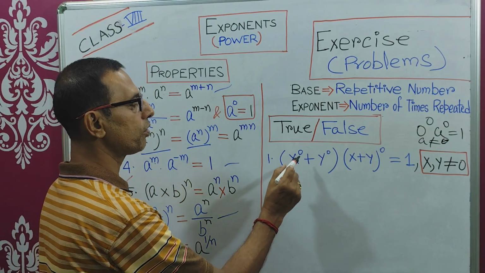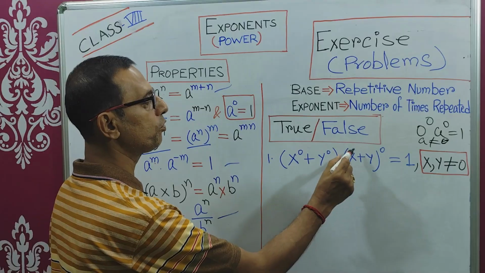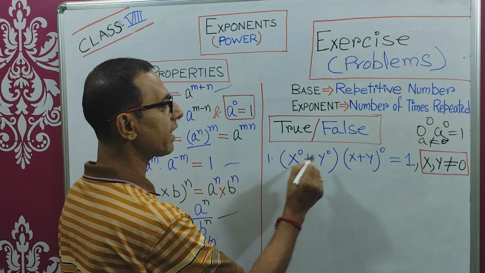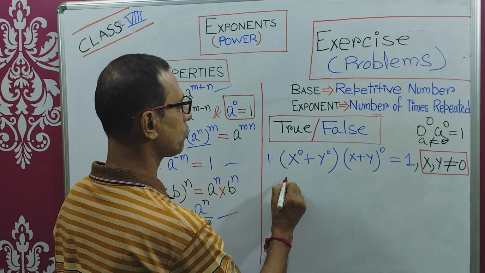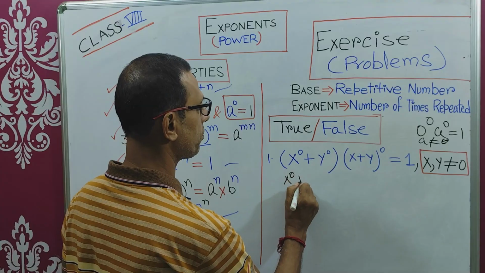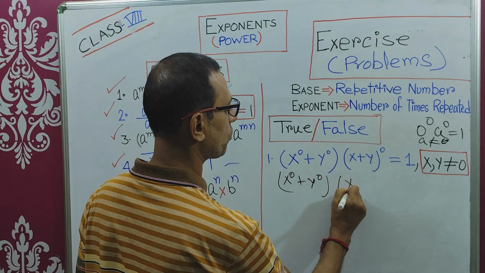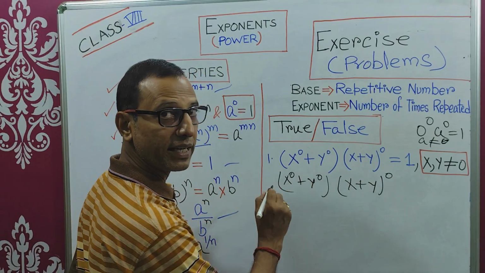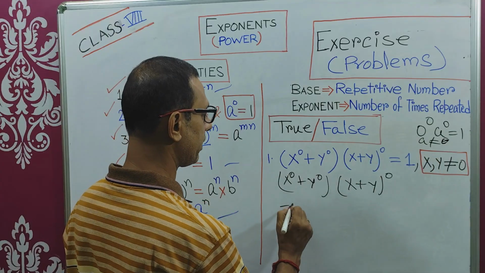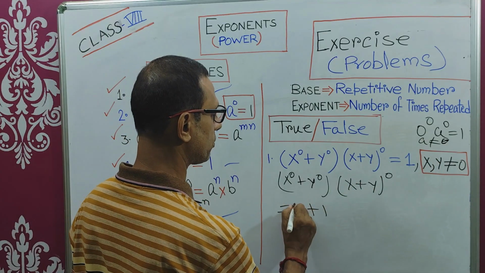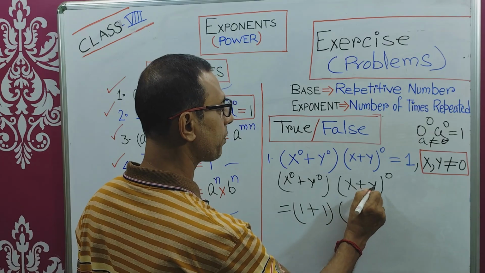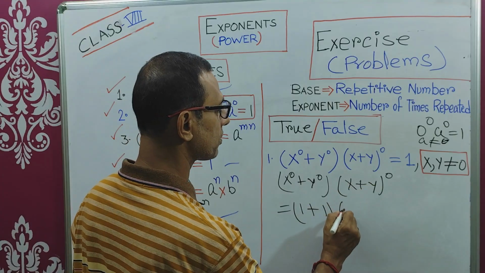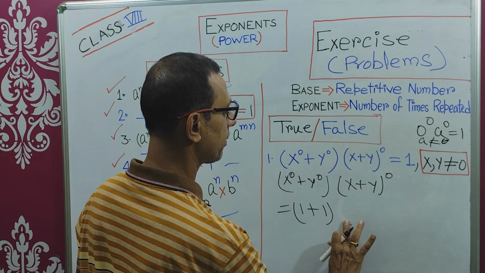So if x to the power 0 plus y to the power 0 into x plus y whole to the power 0 equals to 1, whether it's a true statement or false statement. X and y not equals to 0. That means x to the power 0 plus y to the power 0 into x plus y whole to the power 0 is equals to, anything to the power 0 other than 0, so x not equals to 0, x to the power 0 is 1. Y to the power 0, that is also 1, 1 plus 1, 2. But x plus y whole to the power 0, anything to the power 0 is 1. That means x plus y whole to the power 0 is equals to 1.